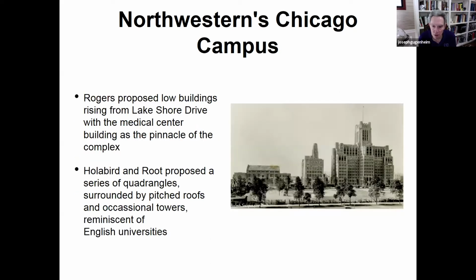He proposed several low buildings with a crescendo to the tower building, which was the Ward Building, then lower buildings toward Lakeshore Drive. There was another proposal from the architectural firm of Halliburtt and Root. They proposed a series of quadrangles surrounded by pitched roofs and towers reminiscent of the old English universities, similar to the plan at the University of Chicago. However, the Rogers plan was chosen over the Halliburtt and Root plan. Next.